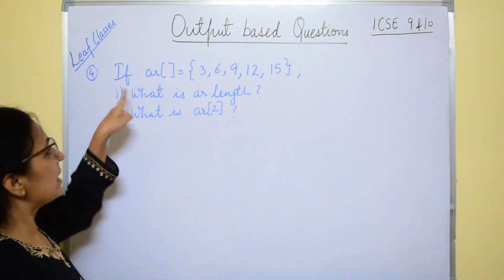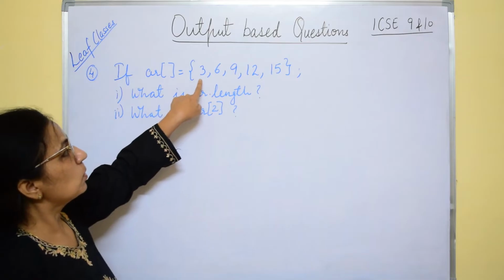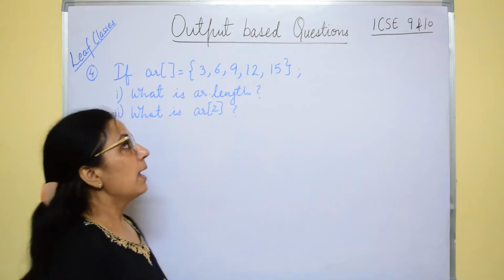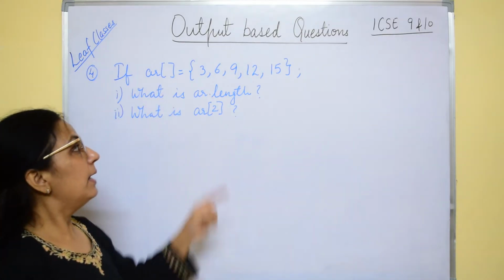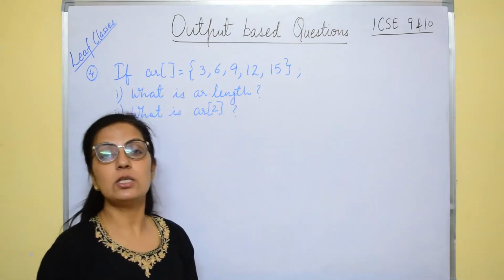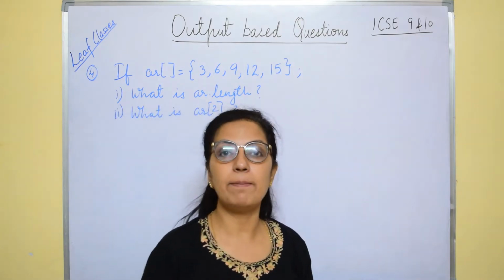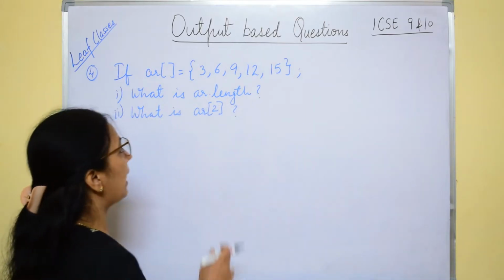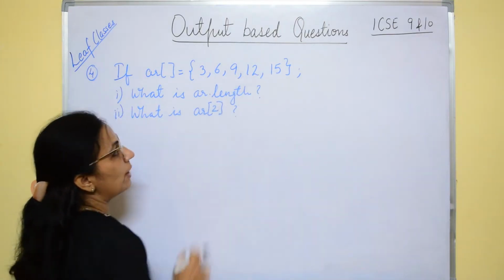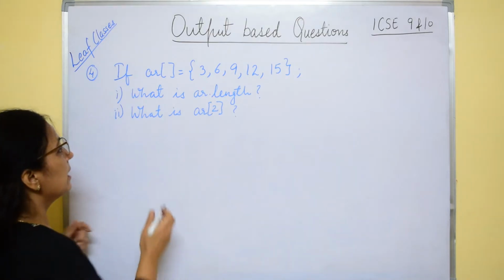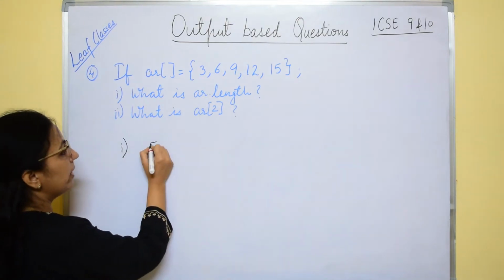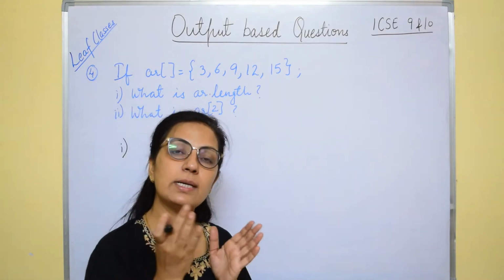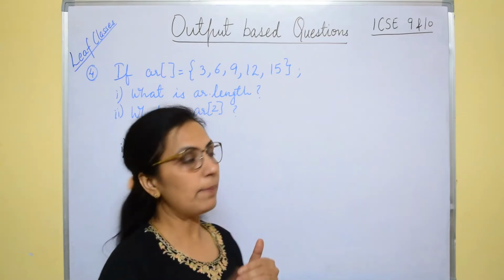The next question is, if AR equals 3, 6, 9, 12, 15, what is AR.length? AR is the array, length is the function which is used to find the number of elements of the given array. So here we have 1, 2, 3, 4, 5. 5 elements are present. So the answer of 1 will be 5. You don't have to write in sentence form what is asked, just write the to-the-point answer.